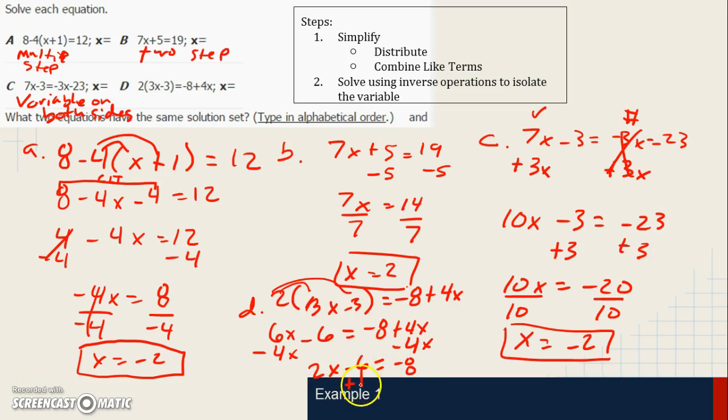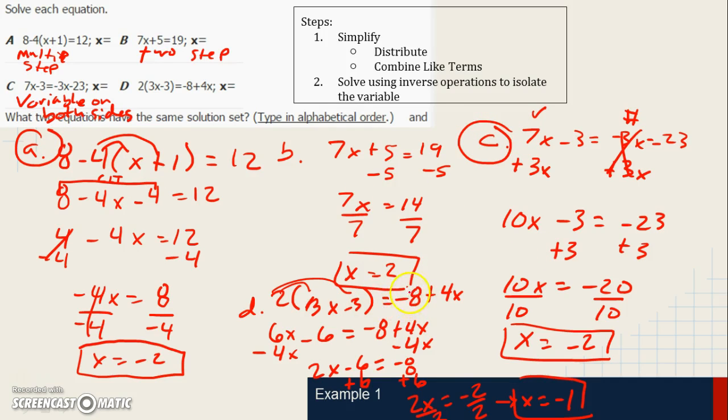And now we can start using inverse operations to get x by itself. So we're going to start by adding 6 to both sides. And we have 2x equals negative 8 plus 6 is negative 2. Then we're going to divide by 2, and we get x equals negative 2 divided by 2 is negative 1. So you can see clearly that both A and C have the same solution.